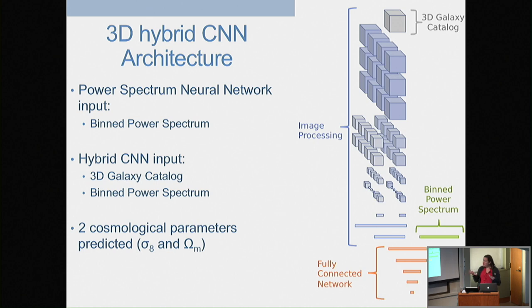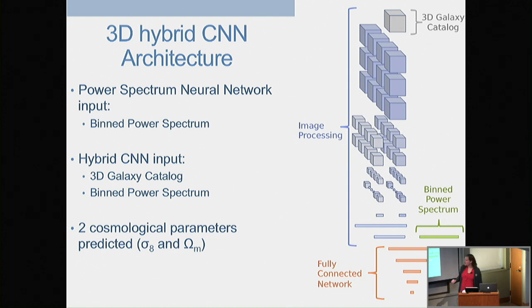I'm going to assess two different neural networks here. The first one is a power spectrum-based neural network. So for this, the input's just going to be the binned power spectrum. So I've taken that 3D information of the galaxies. I've written down a summary statistic. And I'm going to process it through the fully connected network to predict two cosmological parameters.